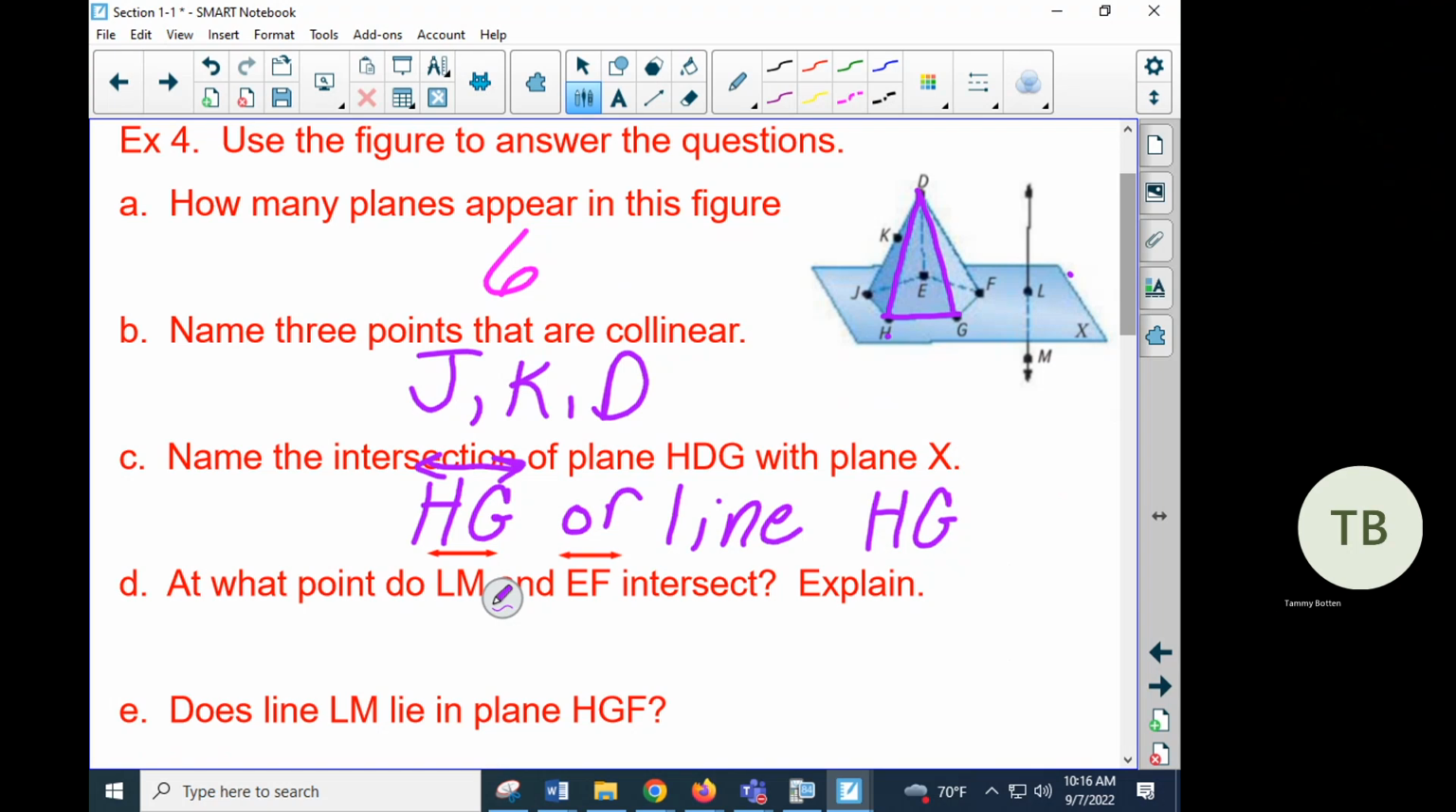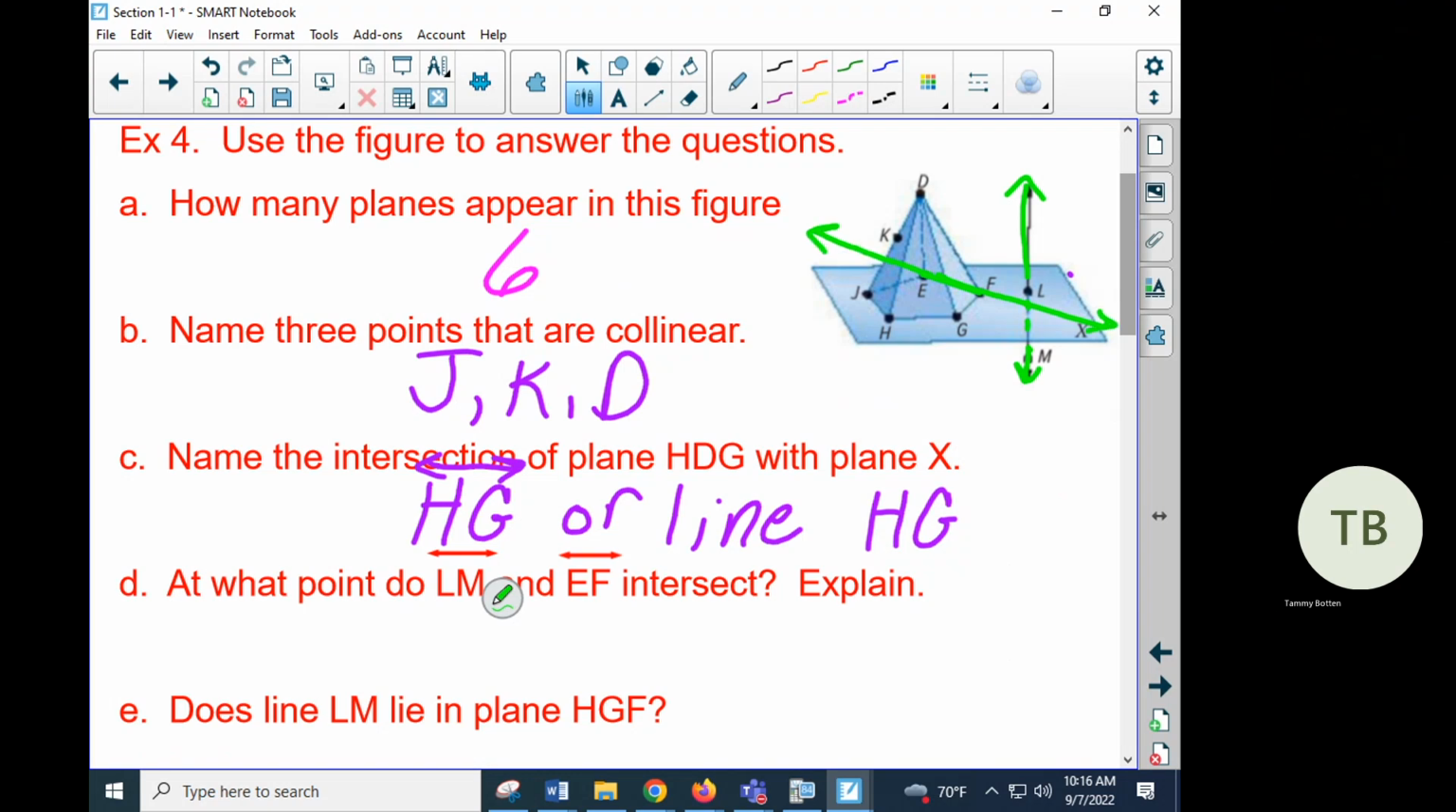And it says, at what point do line LM and line EF intersect? So line LM is this line, which has the dashes here, comes out the bottom. That's line LM. And line EF is this line right here. Now in geometry, lines do keep going forever and ever. So you have to consider this line really is like this, if we call it a line.